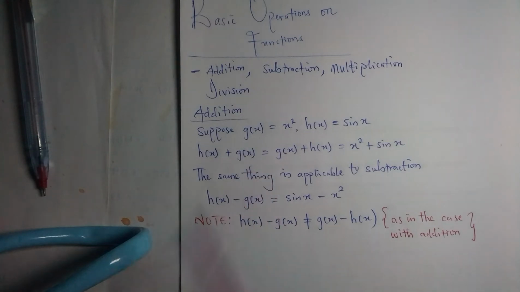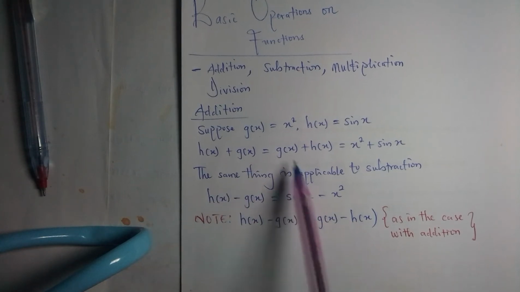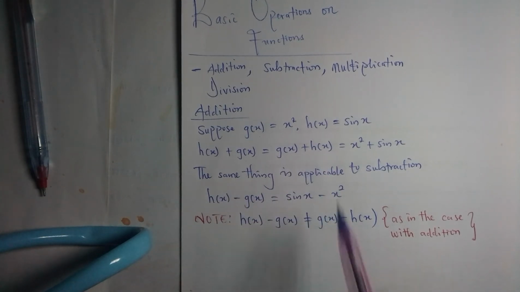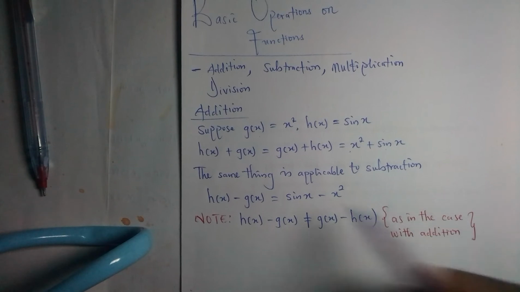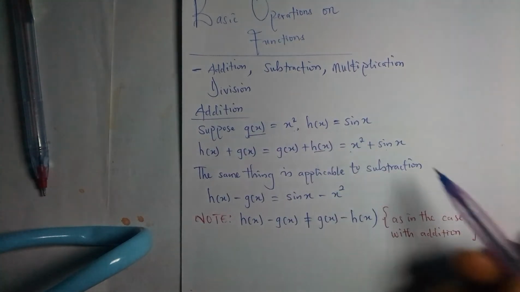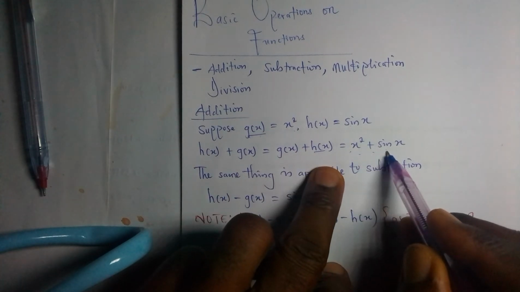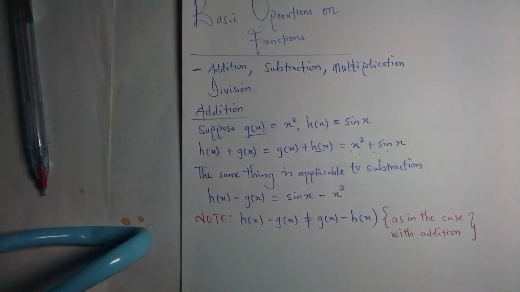Suppose g of x is equal to x squared and h of x is equal to sine x. h of x plus g of x is equal to g of x plus h of x, and that is equal to x squared plus sine x. Why? Because g of x is x squared, h of x is sine x. So g of x, that is x squared, plus h of x, which is sine x, and that's about that, nothing more than that.